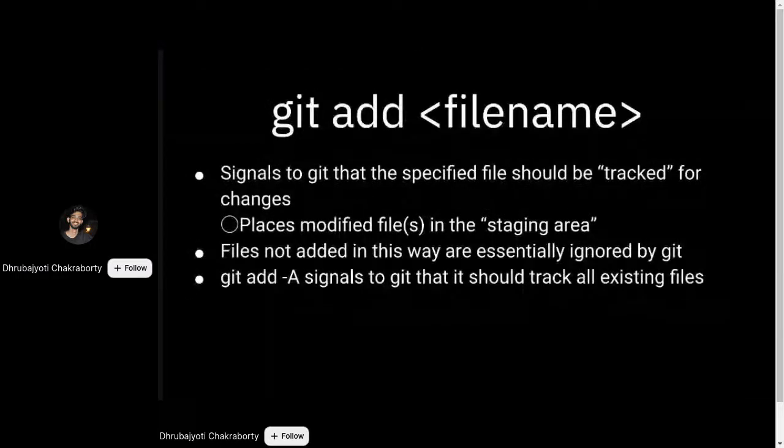So how can you add a new file, right? To add a new file, the command is git add and then the file name. It signals to Git that the specified file should be tracked for changes. So when you say git add, right?